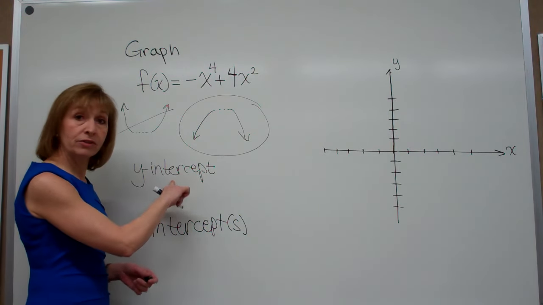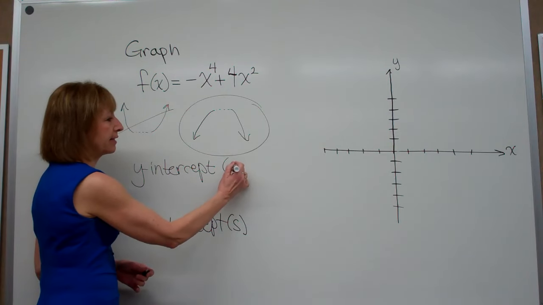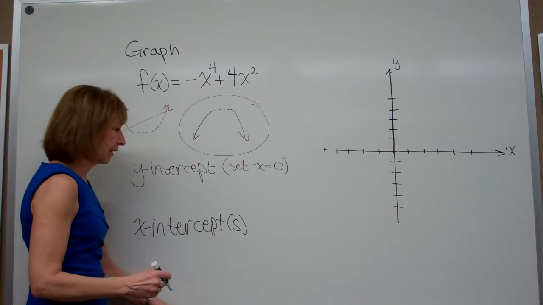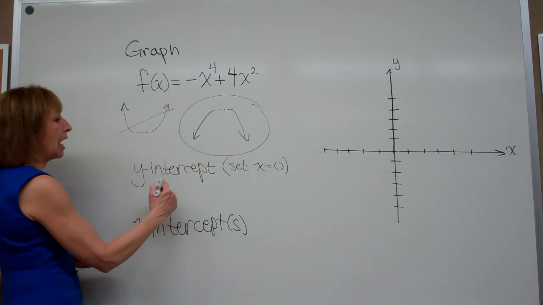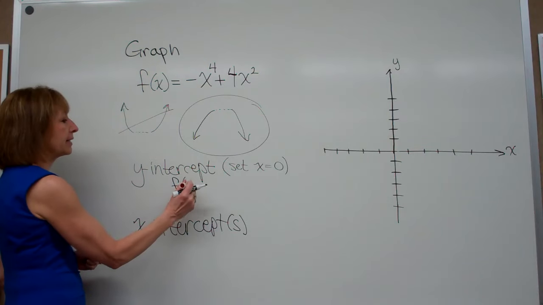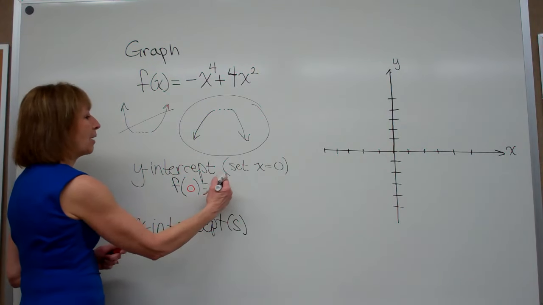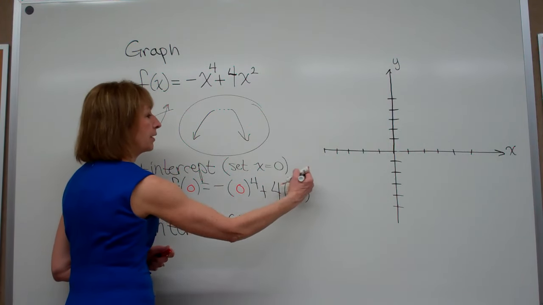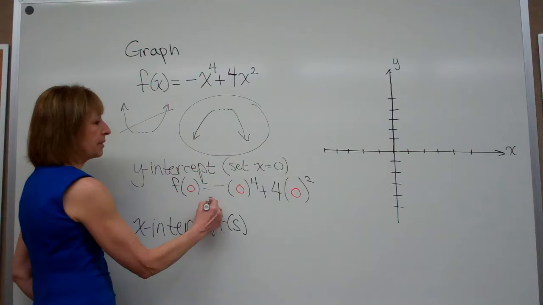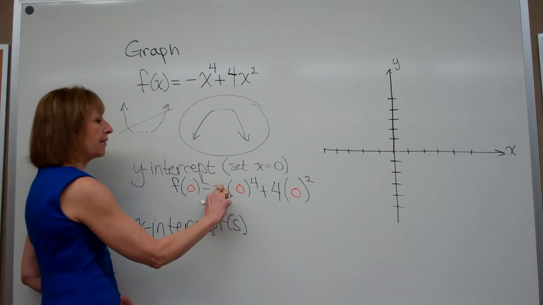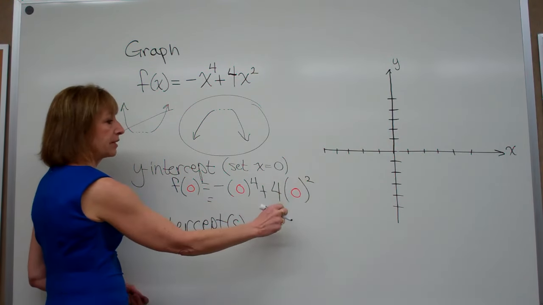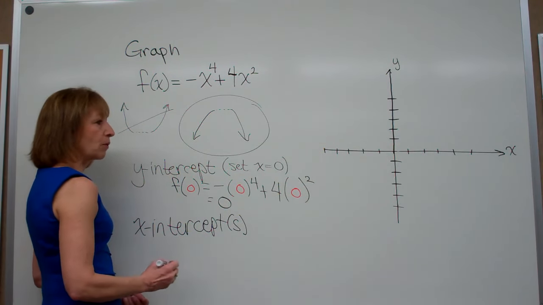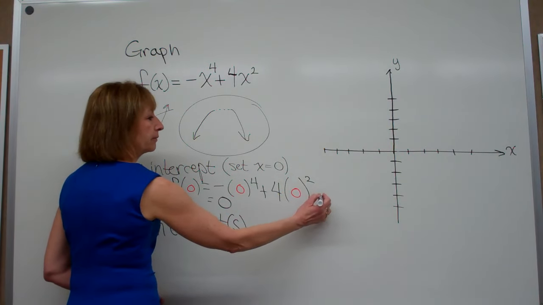Now remember, to find a y-intercept of anything, you take out the x's and plug 0 in for x and solve. So with this particular function, our function value at 0 is the opposite of 0 to the 4th plus 4 times 0 squared. So 0 to the 4th is 0, and then the opposite of 0 is 0. 0 squared is 0, 4 times 0 is 0, and then 0 plus 0 is 0. So I have a y-intercept of 0, 0.